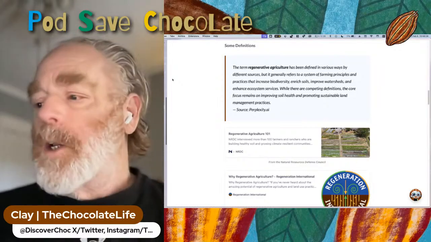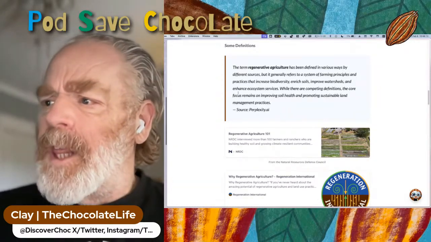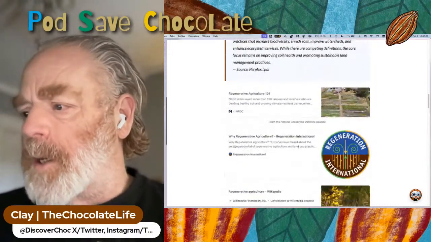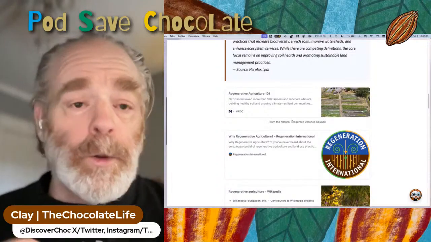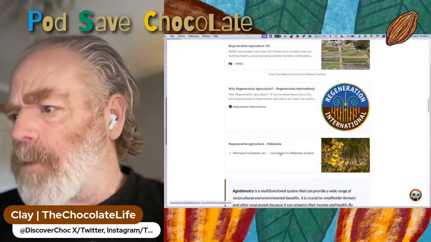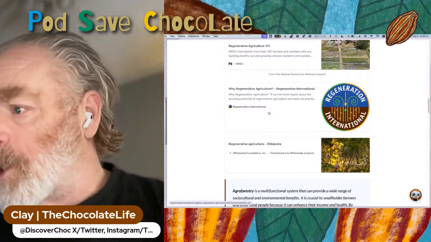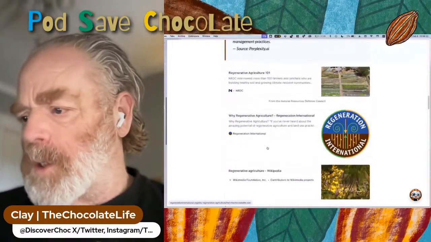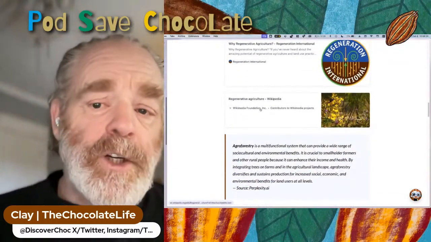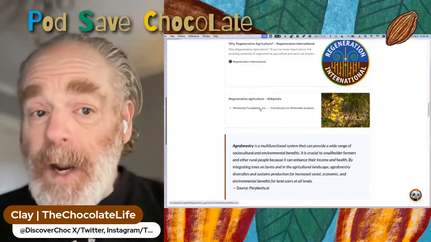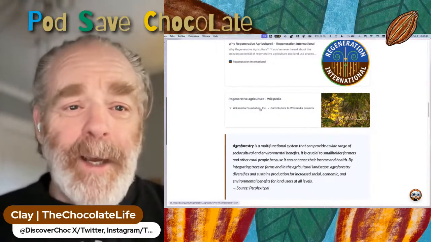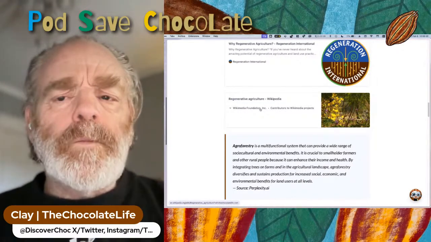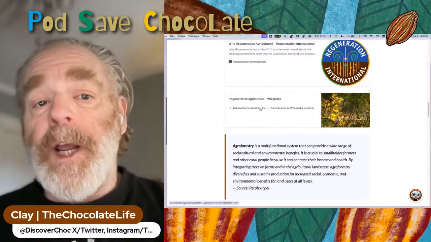I wanted to point out, if I can, that this definition that Perplexity put together was pulled from other sources, one of which is the Natural Resources Defense Council. It also came from an organization called Regeneration International. So those two are the primary sources. I also linked to the definition of regenerative agriculture at Wikipedia. So what I suggest that you all do is take a look at the summary which was generated, and then go to all these other places and figure out for yourselves what you think regenerative means.